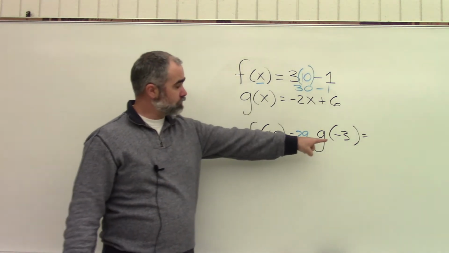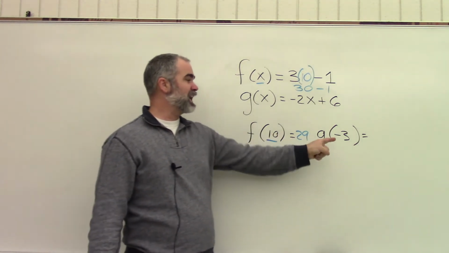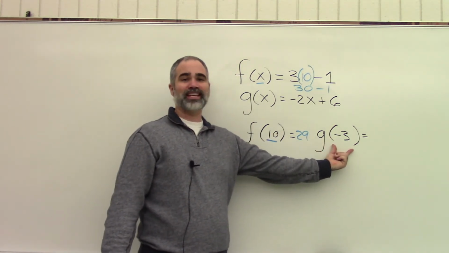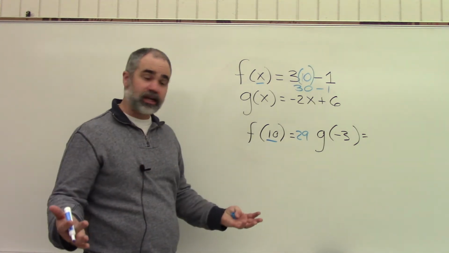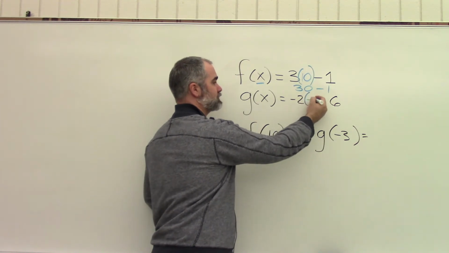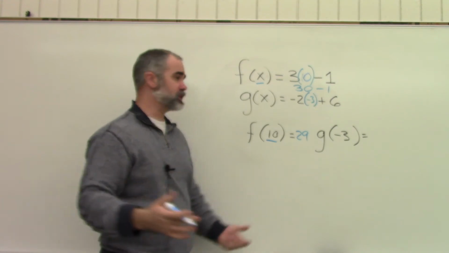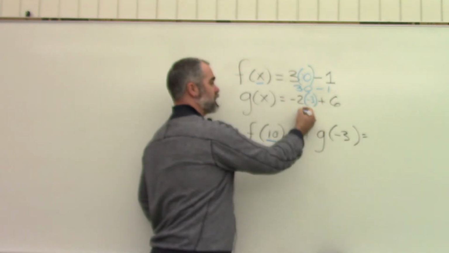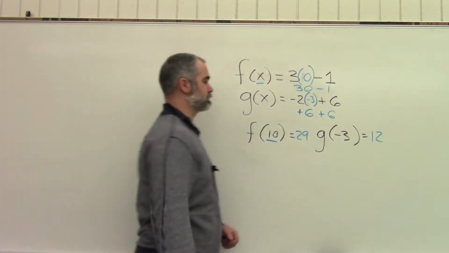g of negative 3, what this is telling me is I'm talking about the second function because I have a g here, and this x has been replaced with a negative 3. So what I'm going to do is replace all the x's in that function with a negative 3. And again, you put it in parentheses and just solve. Negative 2 times negative 3, that's positive 6, plus 6, that gives you positive 12.